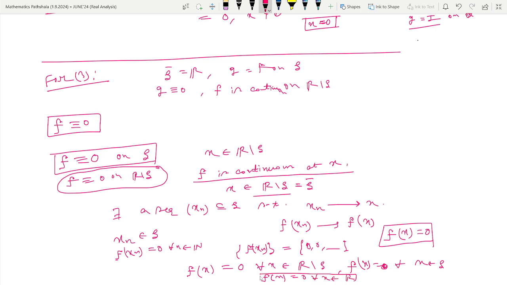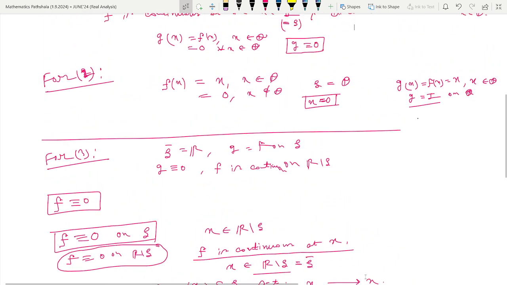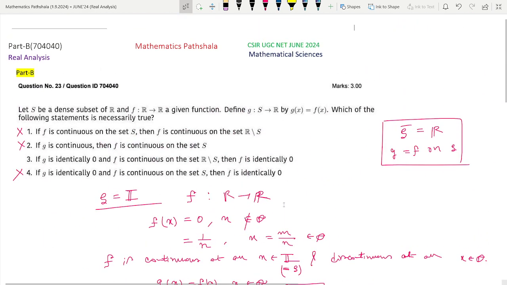So this is the statement we had to prove, that f(x) equals 0, that is f is identically 0. So now look at option 3. We are given g is identically 0 and f is continuous on R minus S, then f is identically 0. So this statement we have now proved. So option 3 is the correct option, and options 1, 2 and 4 are not the correct options.